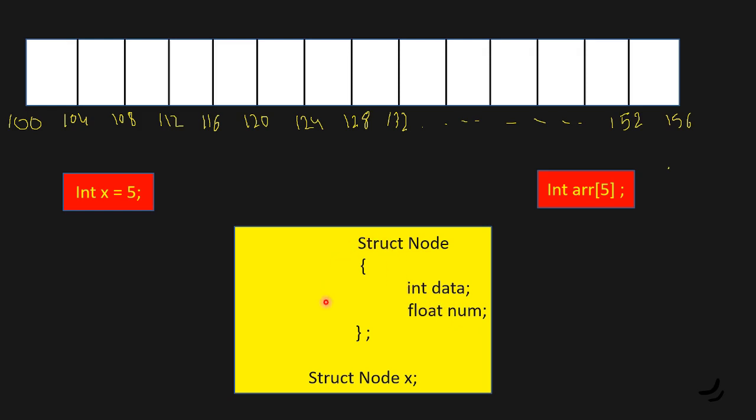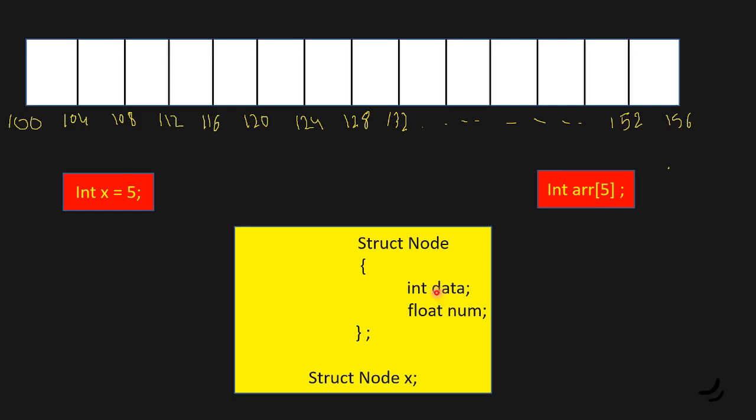That means if you want to allocate this memory, first we need to declare a variable. So I declare a variable, struct node x. The name of the variable is x. Okay, so x will have two parts. The first part will be storing the data and the second part will be storing the num.